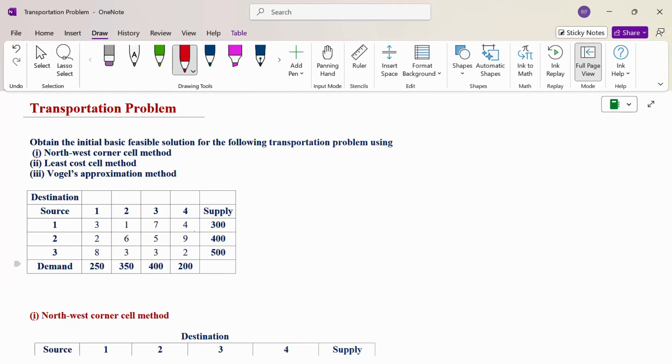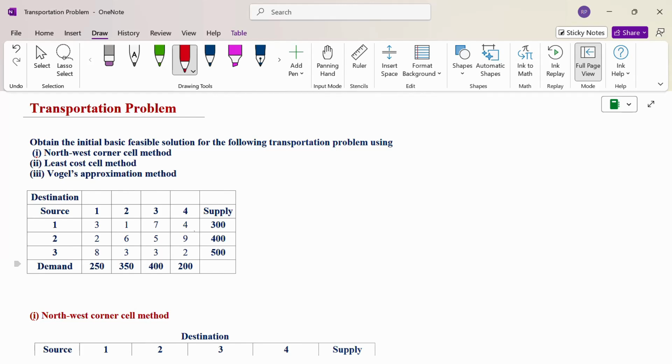Before starting the problem, check whether the given table is a balanced or unbalanced transportation problem. Suppose an unbalanced transportation problem is given, convert it into a balanced transportation problem. How to convert? I have posted a previous video for the conversion process. Just refer to the previous video, where every detail is given.